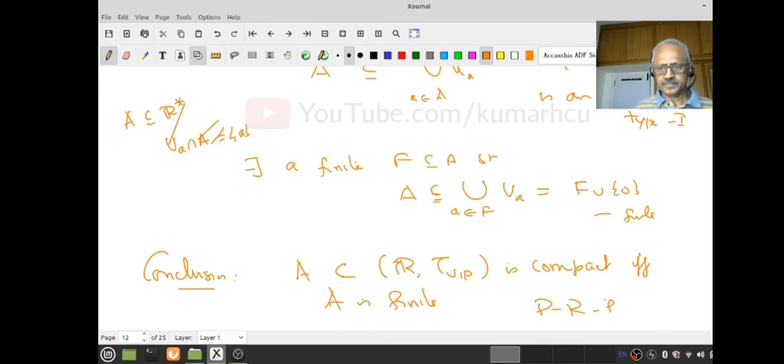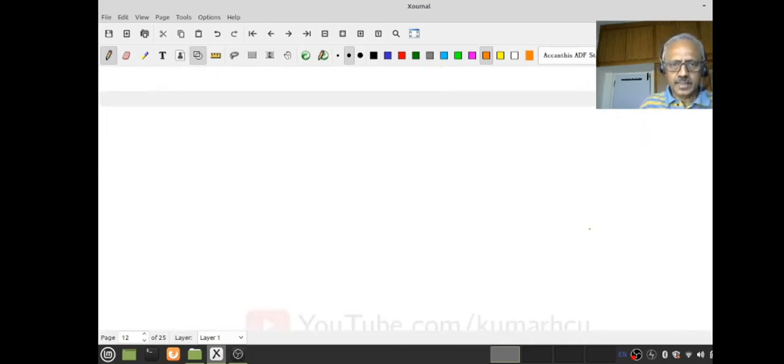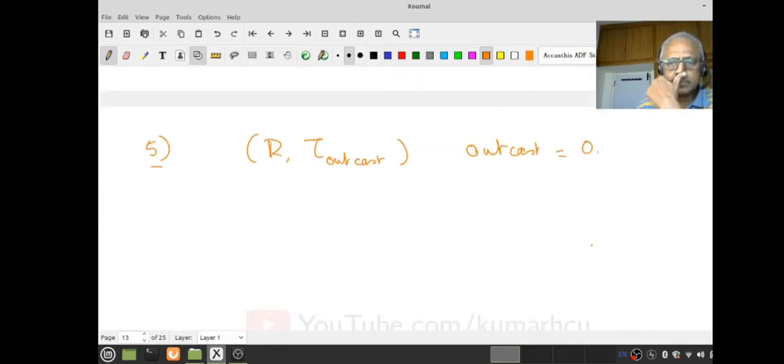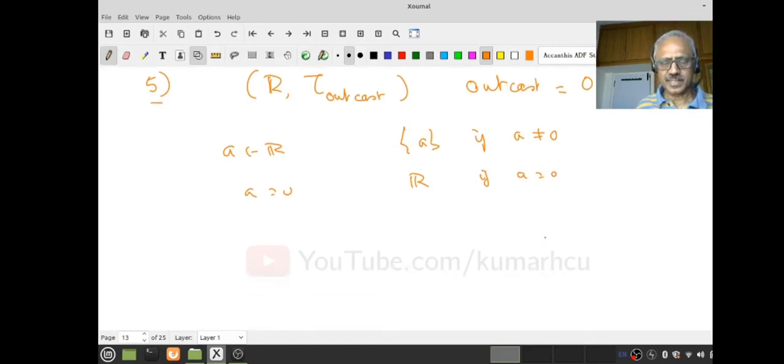Okay, let me look at the time. Right. Now let's look at the fifth case. What should be the fifth case? R with the outcast topology. Outcast point is 0. Right. Now, all of you remember, right? If I give an a in R, what is the simplest open set containing a? It's the singleton {a} if a is non-zero. And if a equals 0, then it's all of R. Okay? Do you remember?